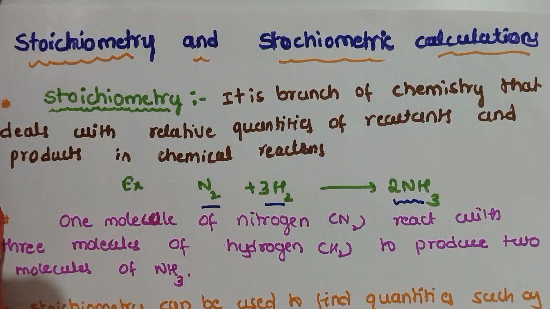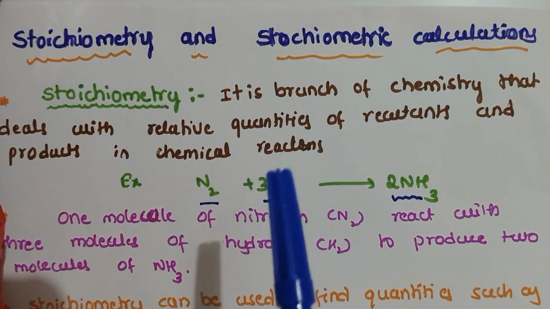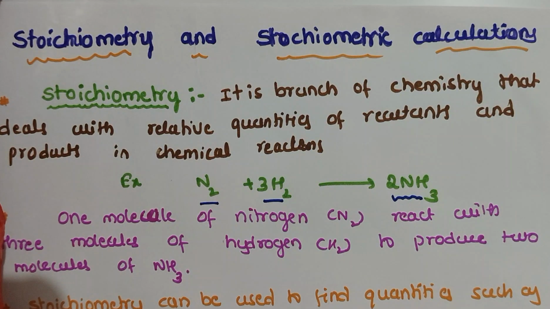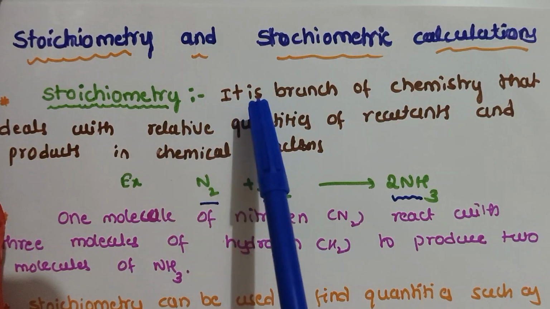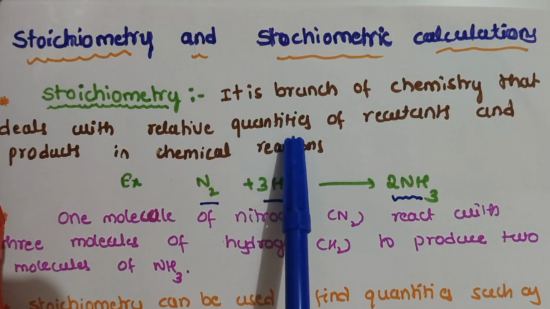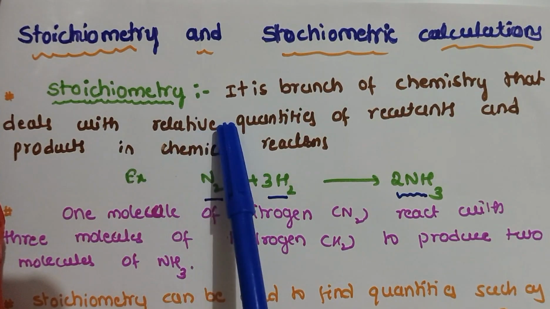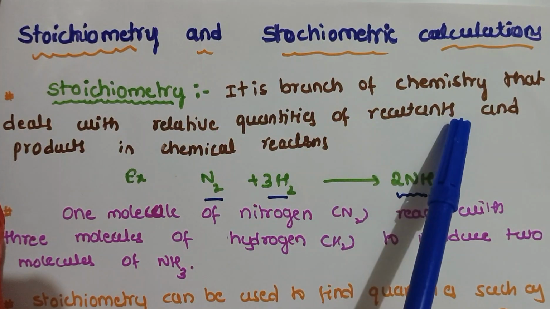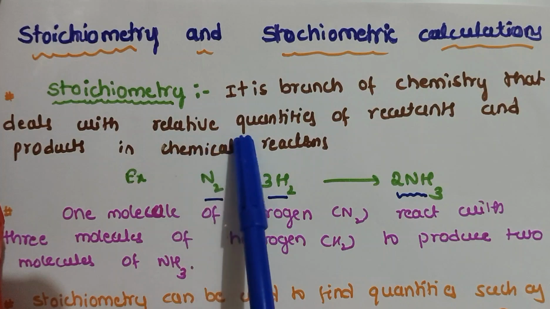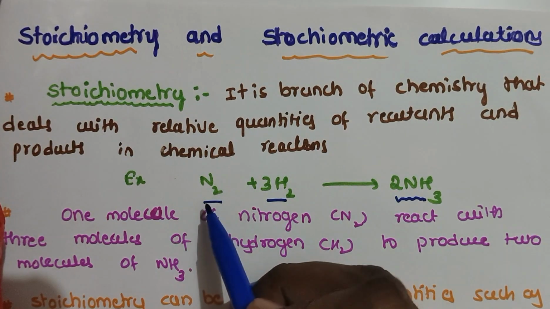Today we are going to discuss one more important concept, that is stoichiometry and stoichiometric calculations. The first question that arises in our mind is, what is stoichiometry? It is a branch of chemistry that deals with the relative quantities of reactants and products in the chemical reaction. So take an example here.